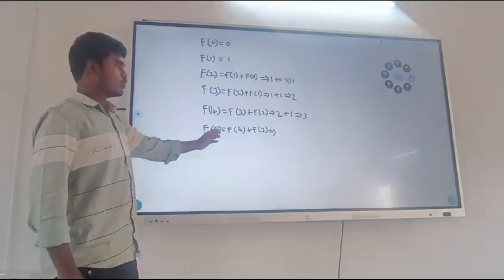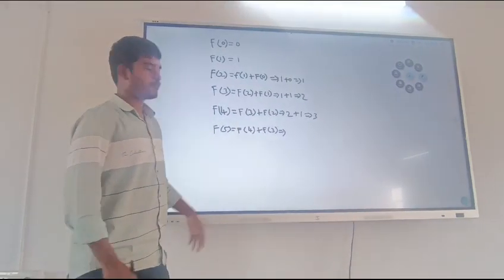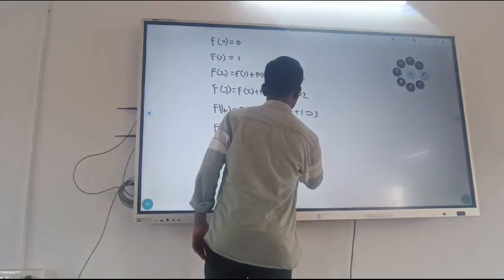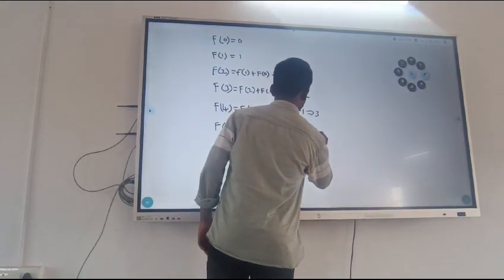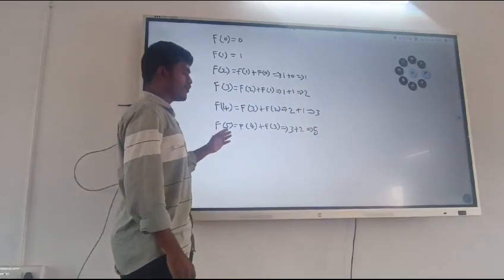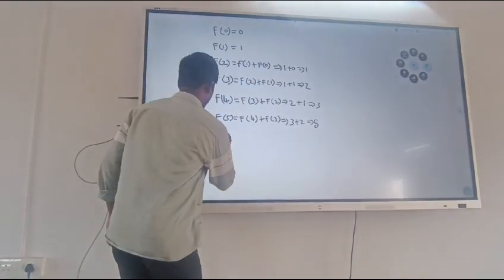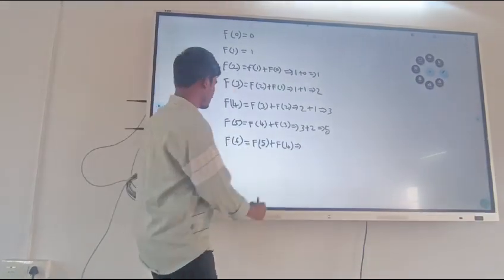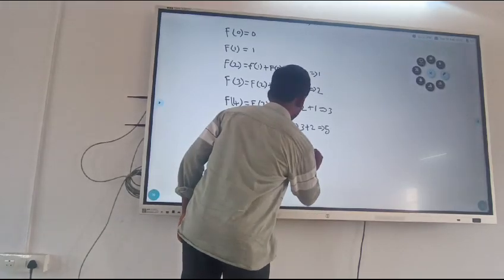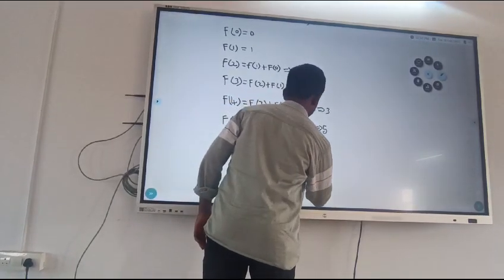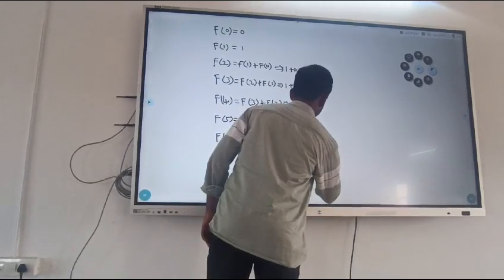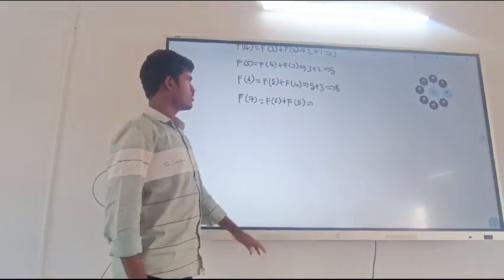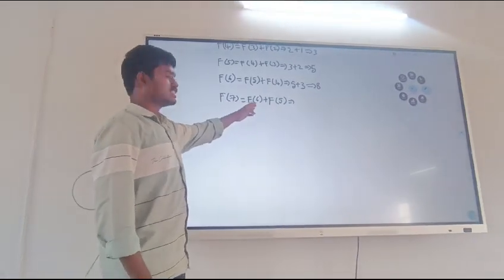F of 5 value is equal to f of 4 plus f of 3. F of 5 value is equal to 5. F of 6 is equal to f of 5 plus f of 4. F of 7 is equal to f of 6 plus f of 5.